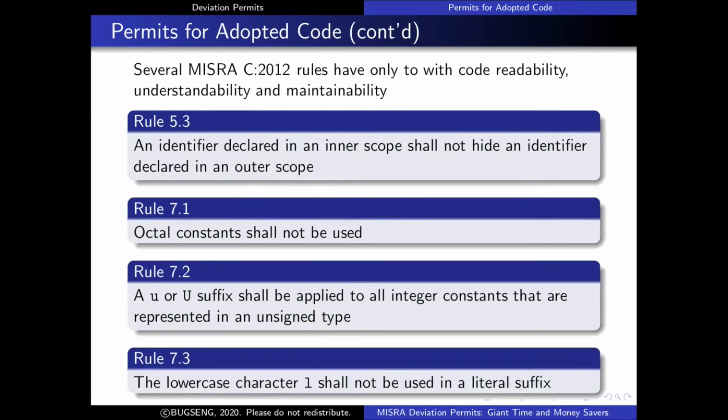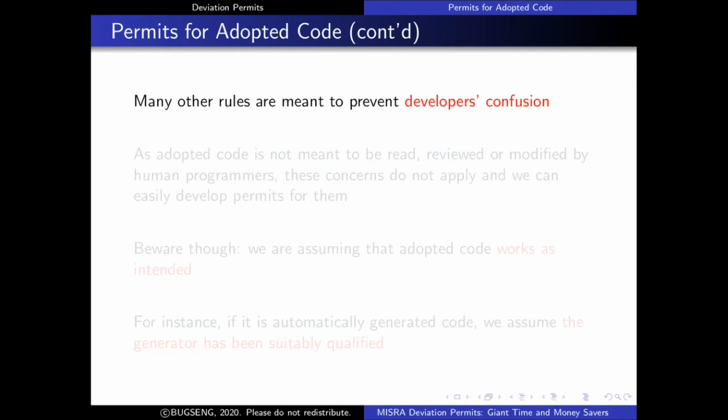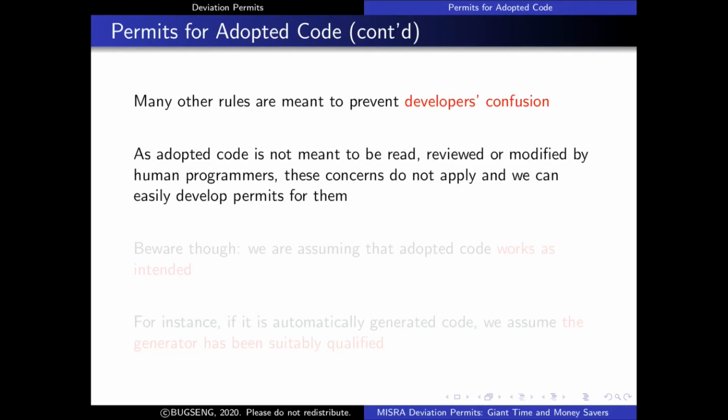The lowercase character L shall not be used in a literal suffix. Why? Because it can be easily confused for the digit 1. And there are many other rules of this kind that are meant to prevent developers' confusion, but as adopted code is not meant to be read, reviewed, or modified by human programmers, these concerns do not apply, and we can easily develop permits for them.